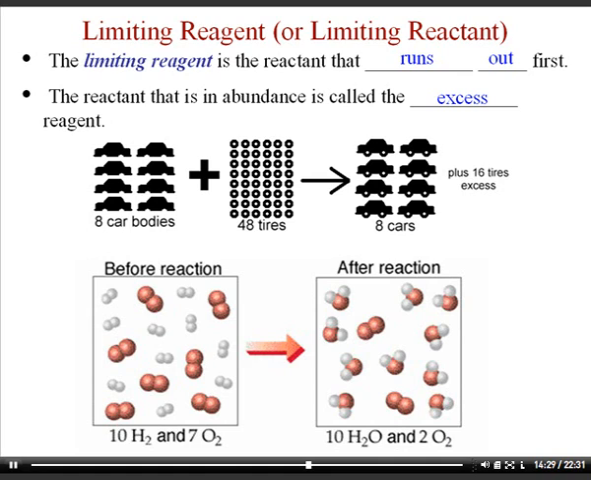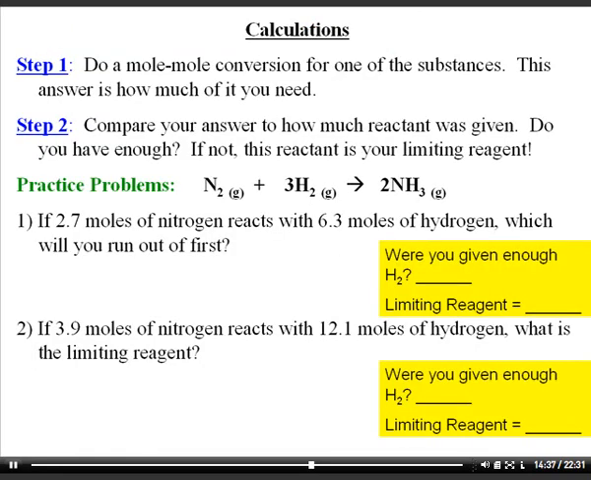So we're going to look at how to do this calculation if you're given decimal numbers or a weird number that you couldn't just do in your head, as these examples we could do in our head. So we're going to look at the way to calculate the limiting reactant or the limiting reagent.